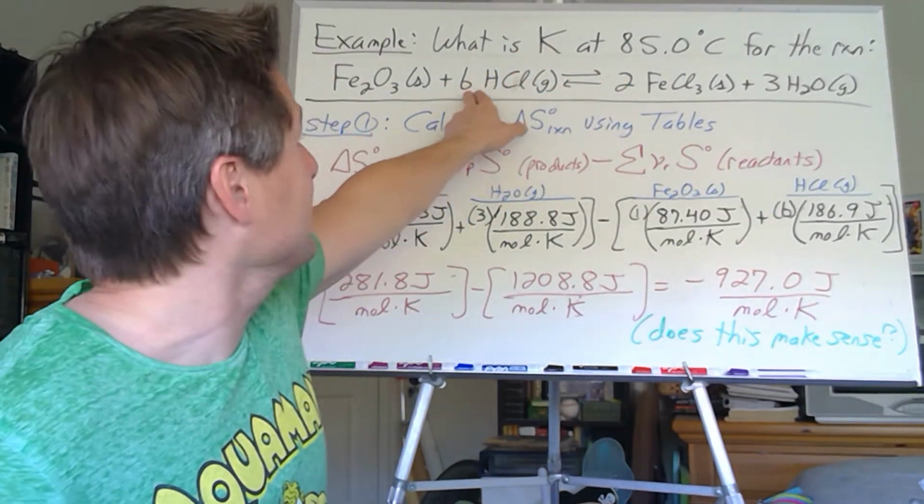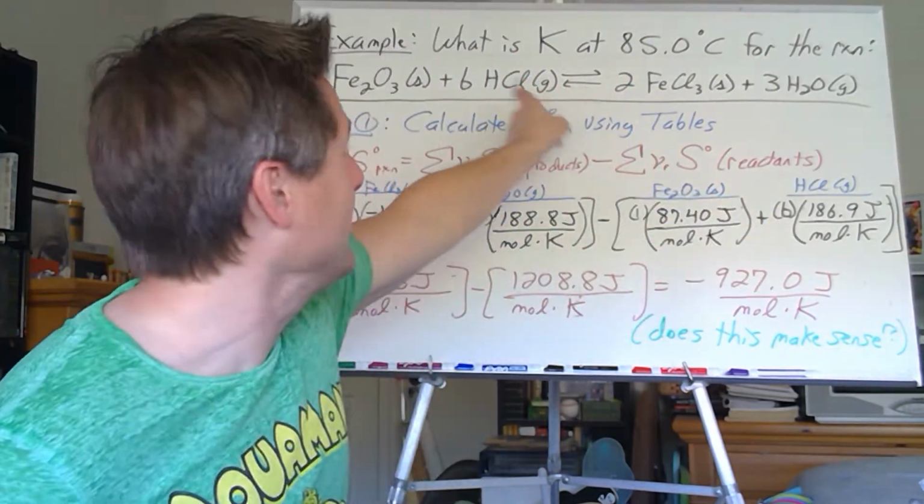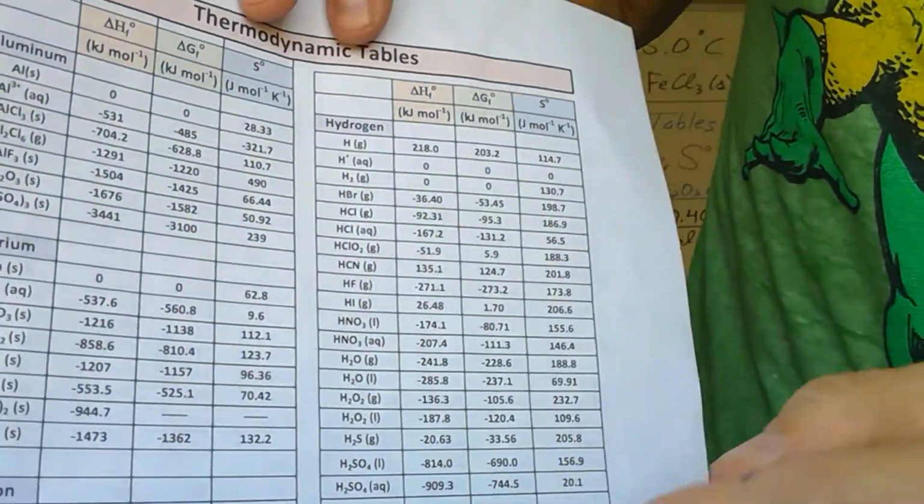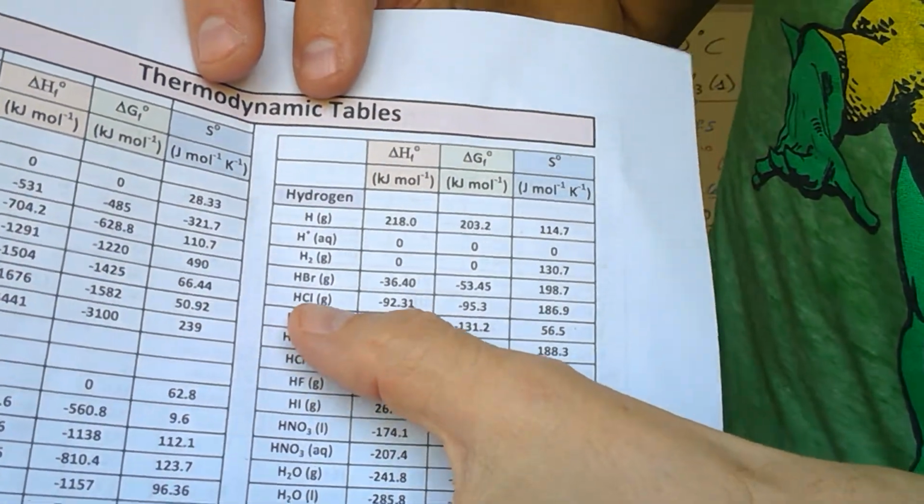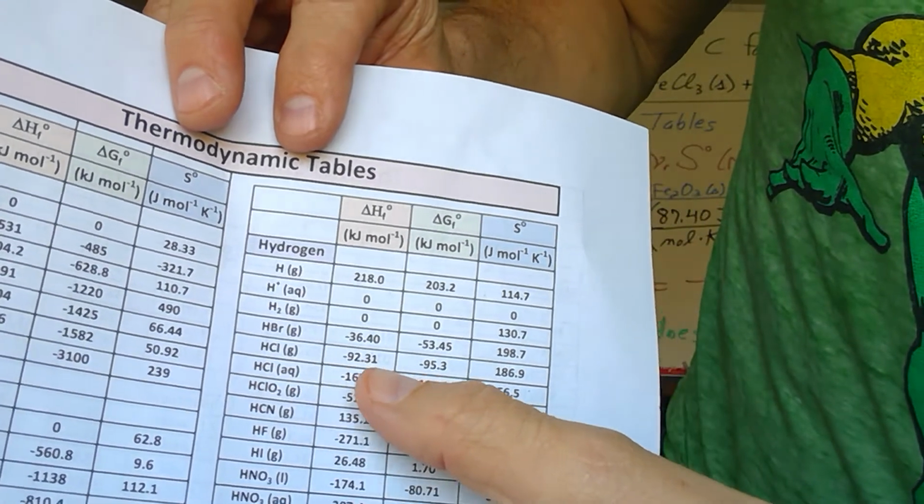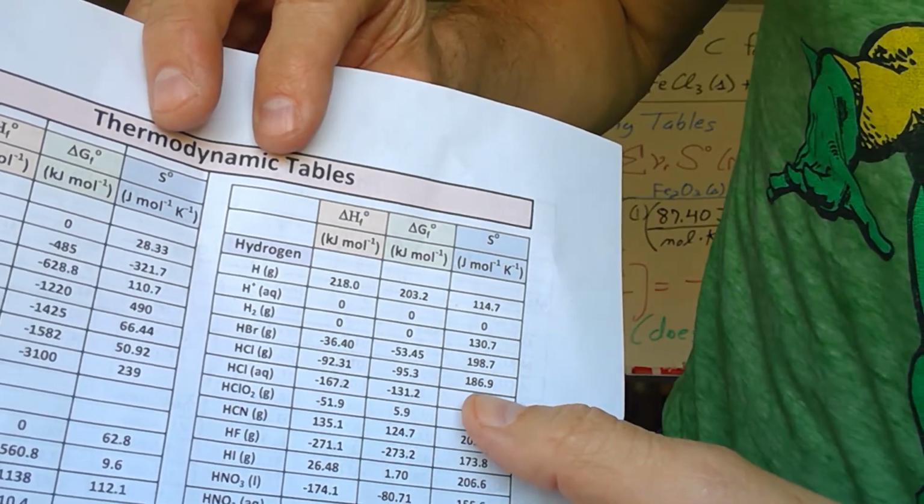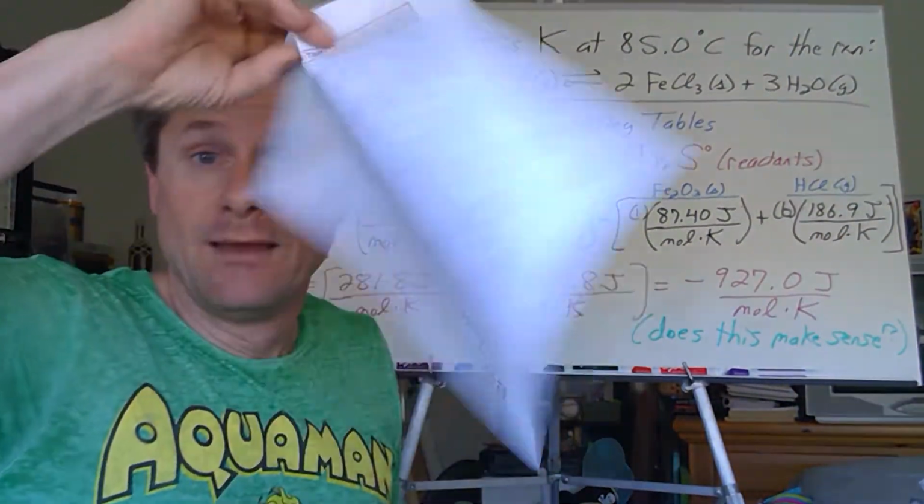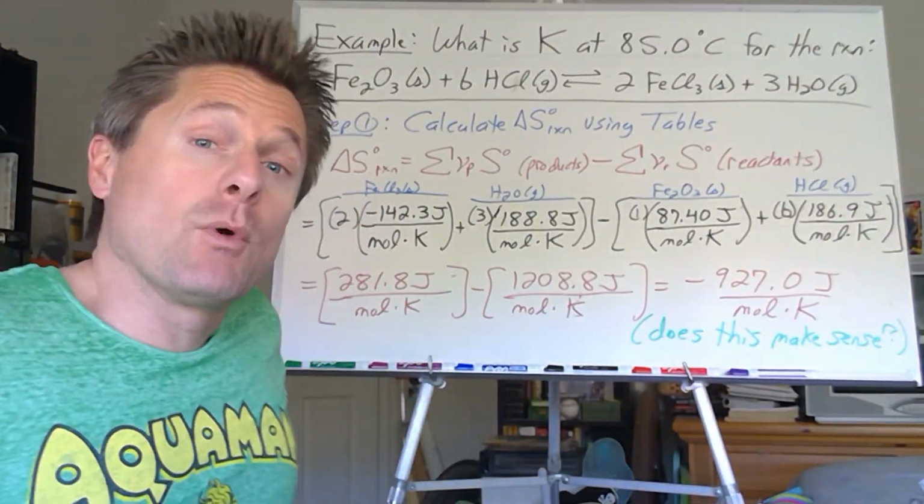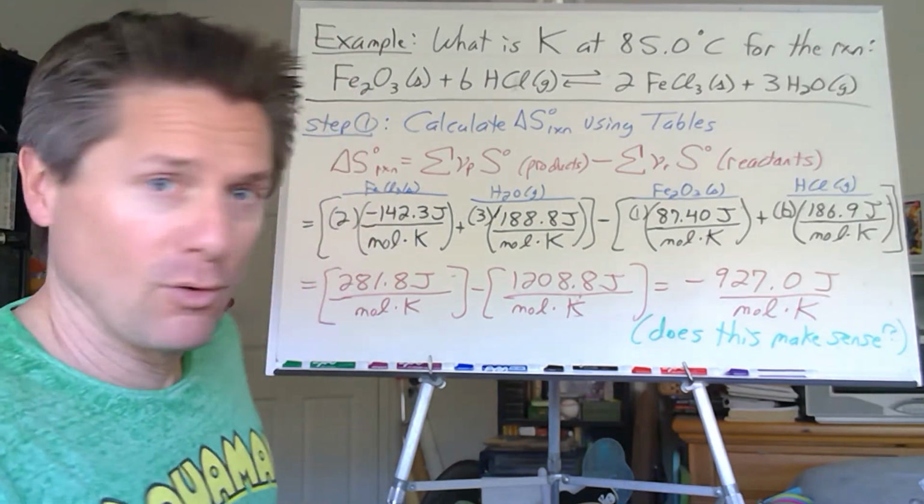And then we've got 6 moles. So there's the 6 times the HCl in the gas phase. Let's look up HCl there in the gas phase, not aqueous, gas phase. Go over to the last column. I get 186.9. Get used to those tables. You want to move fast on exams with those babies. You don't want to be looking around.